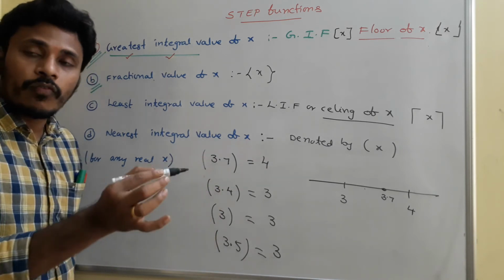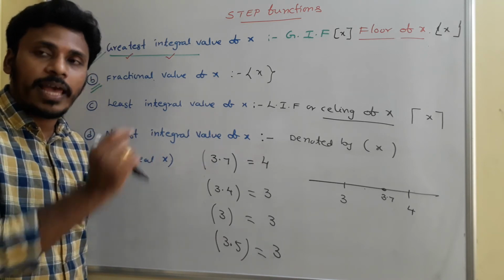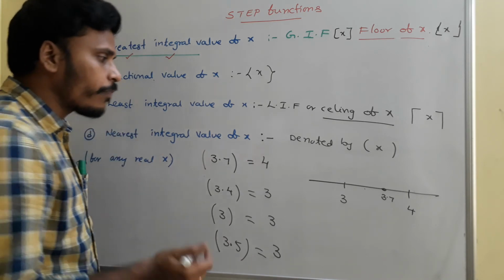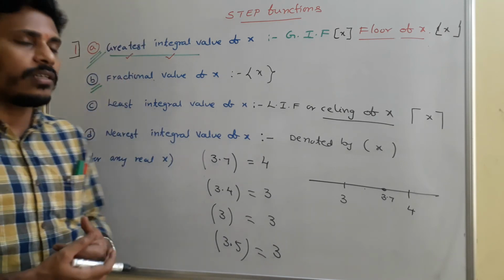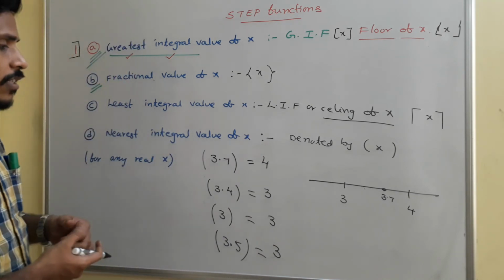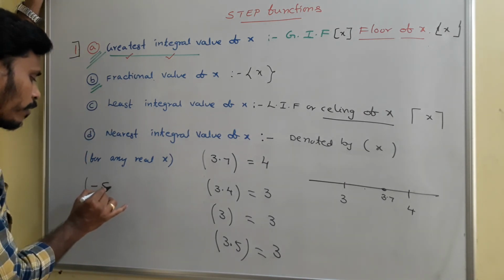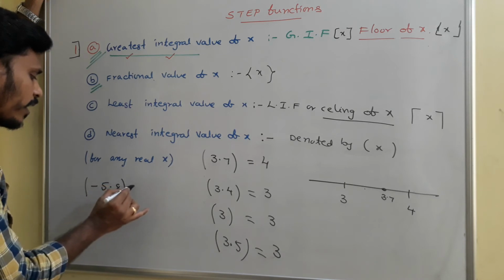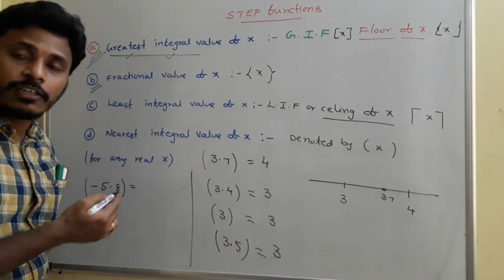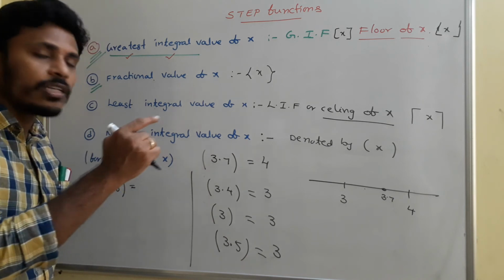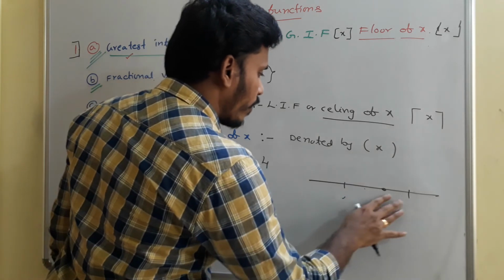The nearest integral value of x is simply nothing but locating the nearest integer for the given number x. That's the basic idea. To identify the nearest integer, the number line representation as well as the usual calculations are somewhat helpful. Suppose you have minus 5.8. What is the nearest integer for this minus 5.8? To identify it, you just think about the number line. See, where is that minus 5.8? So just have a look.